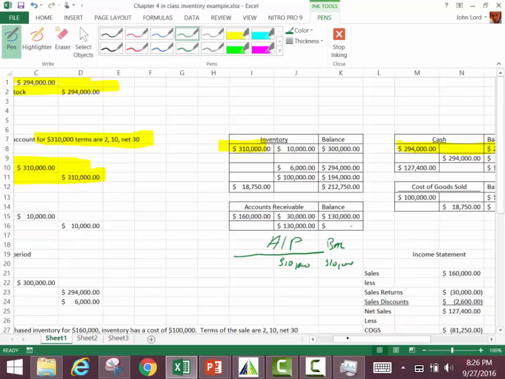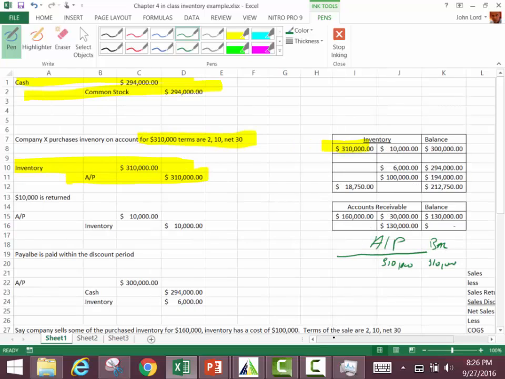Okay, good. Now we come over and we return some of this stuff. We ordered green and they sent us blue. We ordered white, they sent us black. We send it back because we don't need those, right? And so since we're returning those, we go ahead and we credit the inventory now for $10,000.